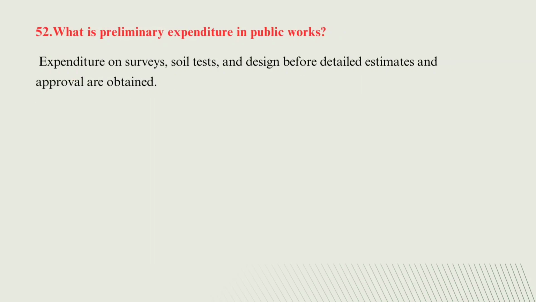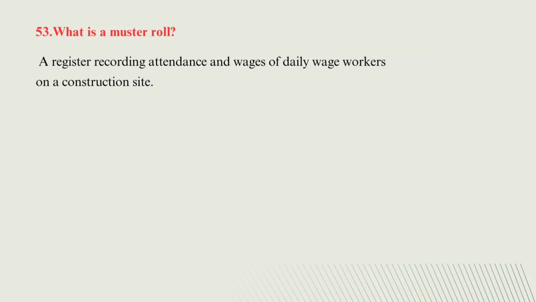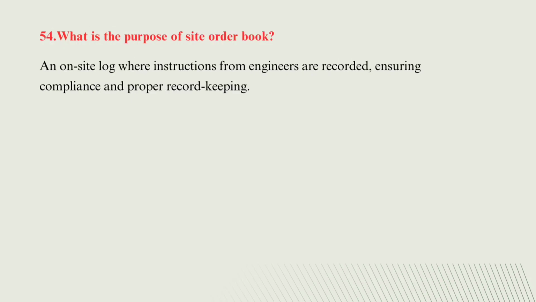The next is, what is a preliminary expenditure in the public work? An expenditure on the surveys, soil tests, and design before the detailed estimates and approval are obtained. The next is, what is a muster roll? A register recording attendance and the wages of the daily wages worker on a construction site is called as a muster roll. And then next question, what is the purpose of a site order book?